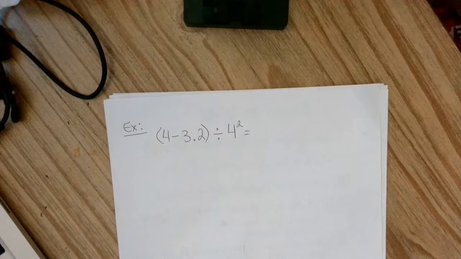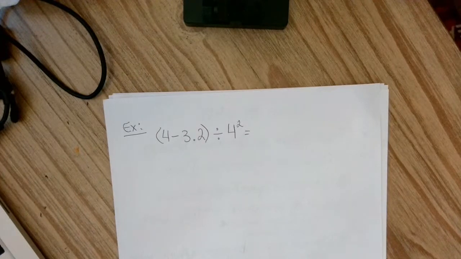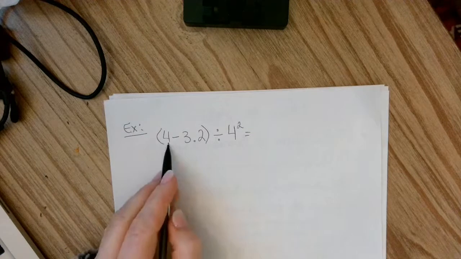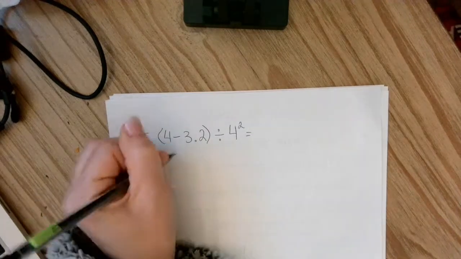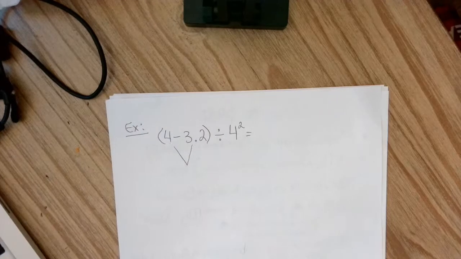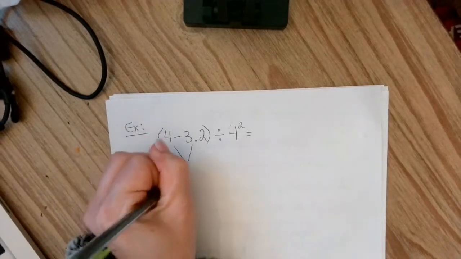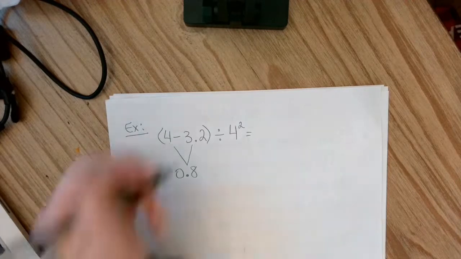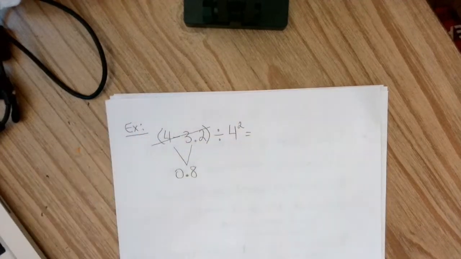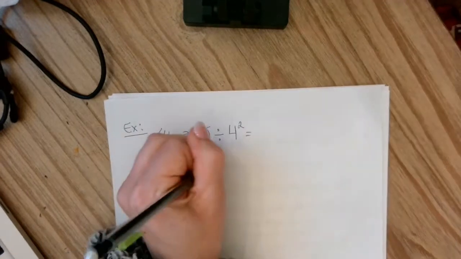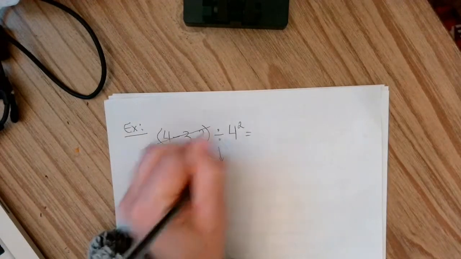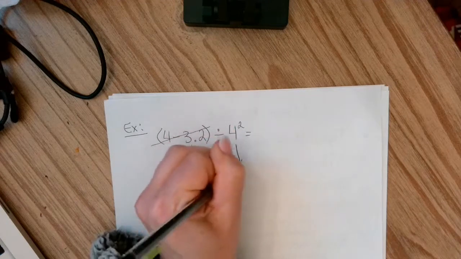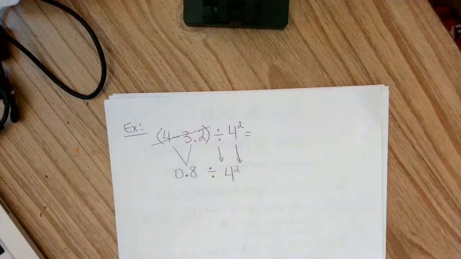So this one, I'm looking for parentheses because that's my step number 1, and I do have some parentheses in this problem. So I'm going to go ahead and take care of 4 minus 3.2. And when I do that, I get 0.8. So I can cross that part out because I don't need it anymore. Okay, my division sign comes down. And then my 4 squared comes down. Okay, so I've taken care of my parentheses.